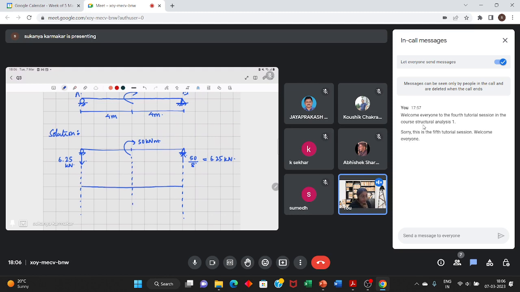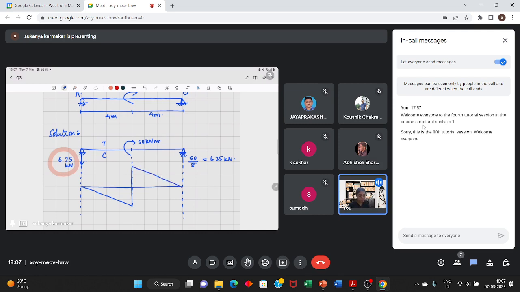M by EI diagram, and I am drawing the bending moment diagram on the compression side. So this reaction of 6.25 kilonewton is pulling the support down. So this is the tension side of the beam, and this is the compression side of the beam. So here the bending moment diagram will be like this, and this will be like this, and this will be like this.